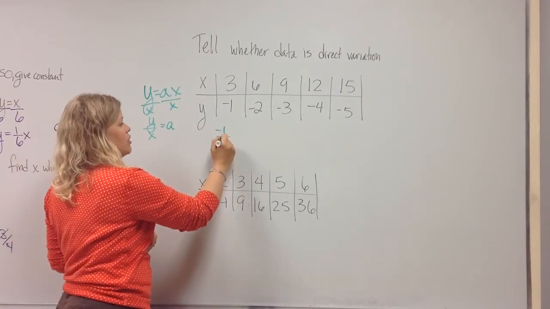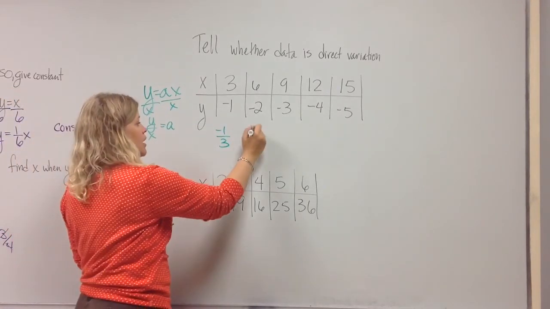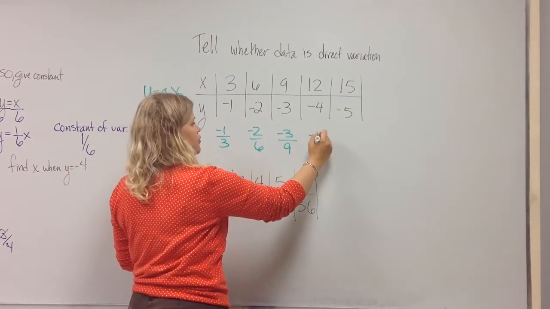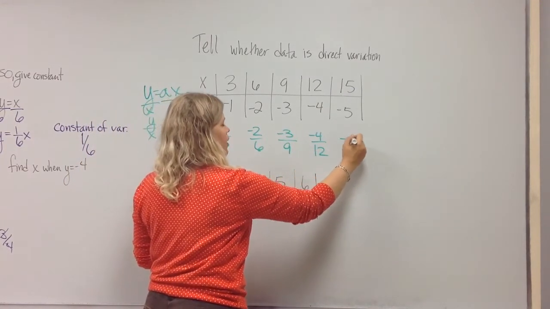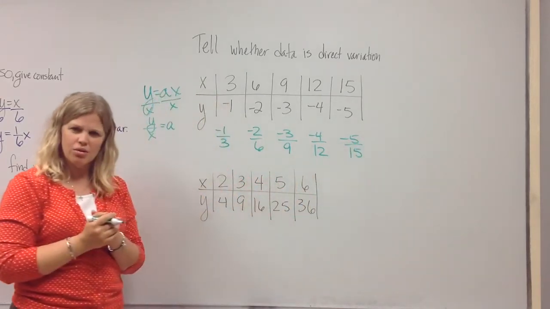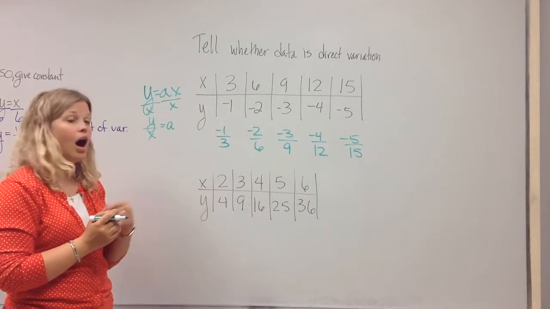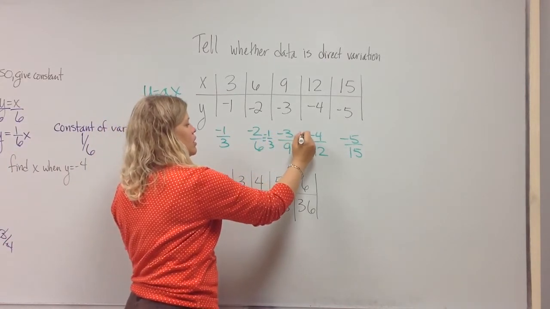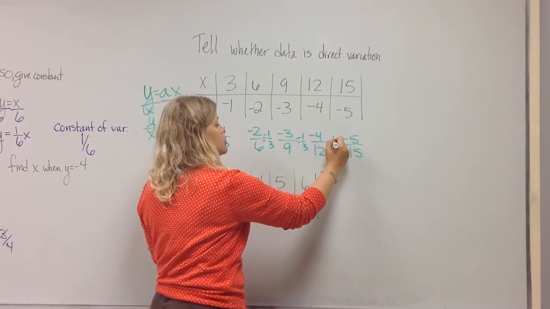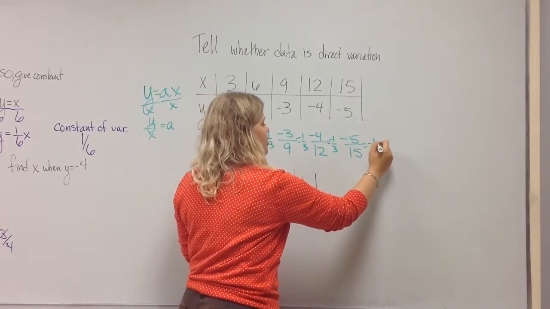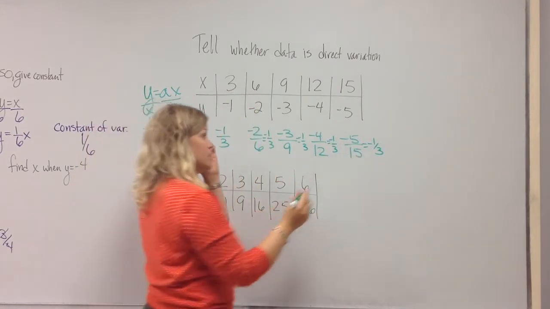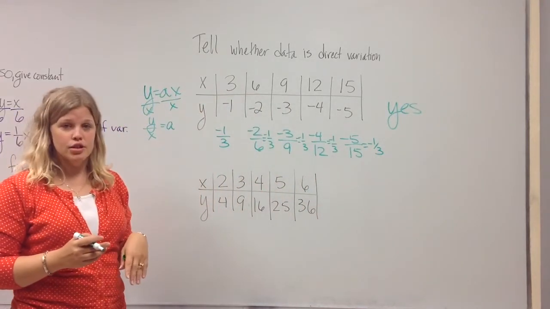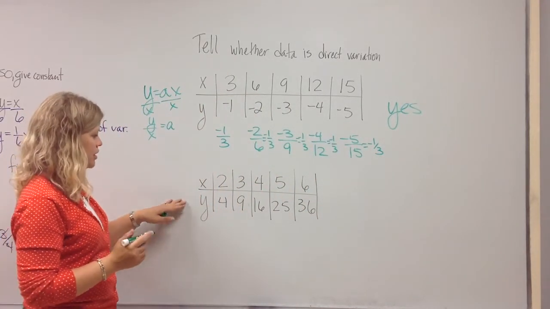So -1 over 3, -2 over 6, -3 over 9, -4 over 12, -5 over 15. Do you notice anything about these? Oh, they can all be reduced to -1/3. So if they all reduce to -1/3, if they're all about the same, then you say, yes, the data is direct variation.